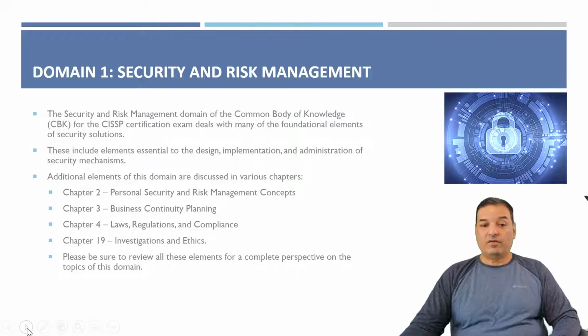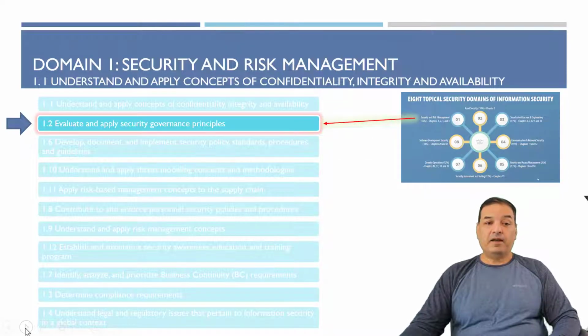Here's an overview of security and risk management, the first domain of CISSP. We talked about it in the previous video, so here I'm just going to skip the slide. And here's a learning map. Domain 1, which we covered in the previous videos, includes these topics, and in this video we're covering the second topic of security governance principles.